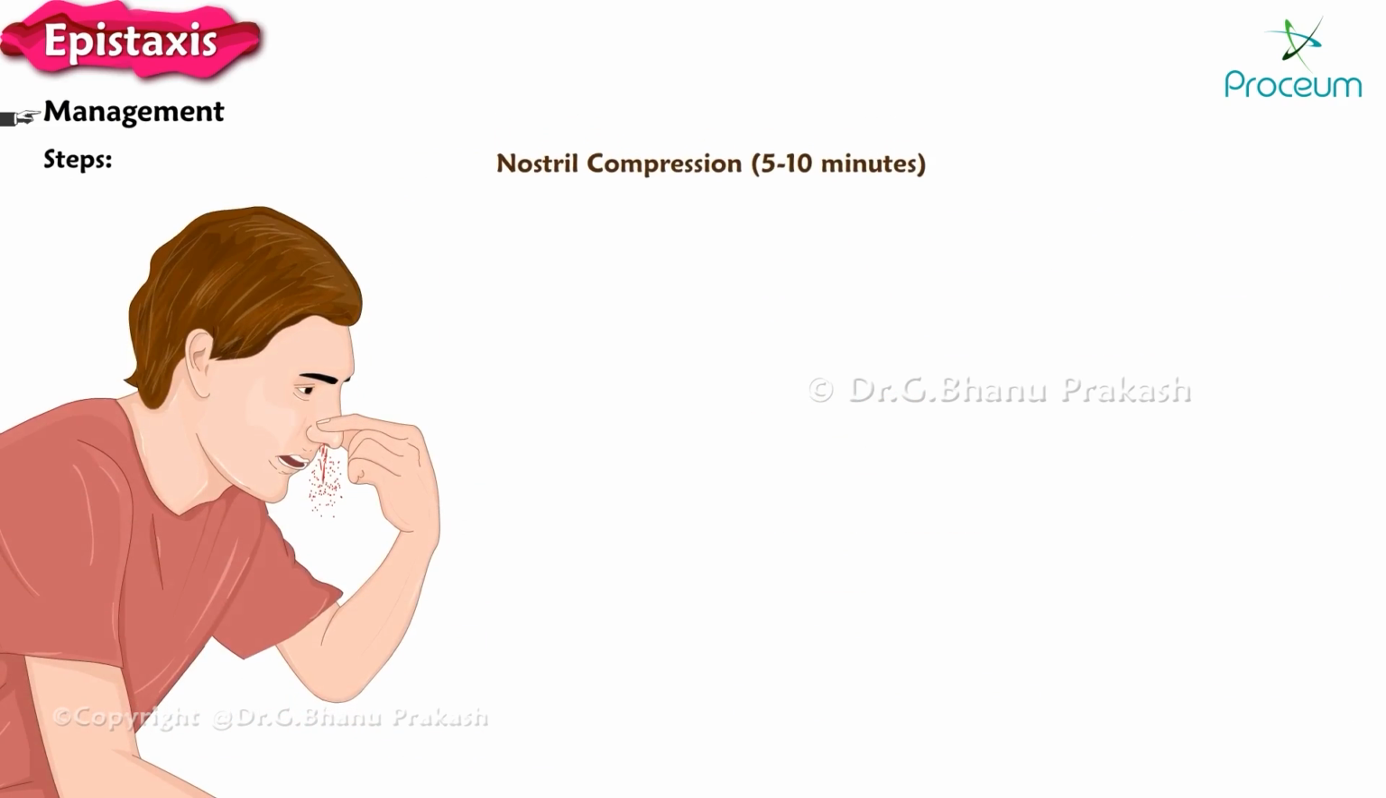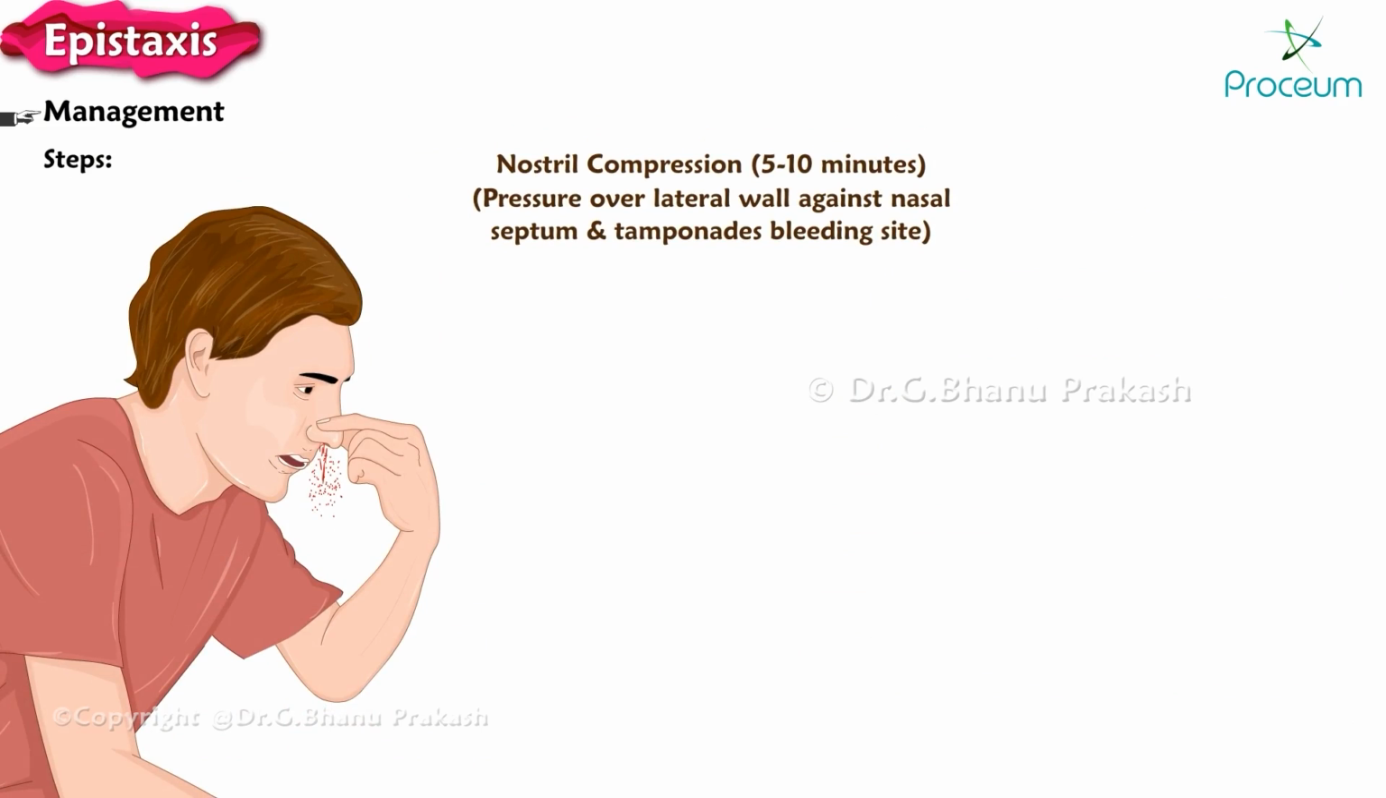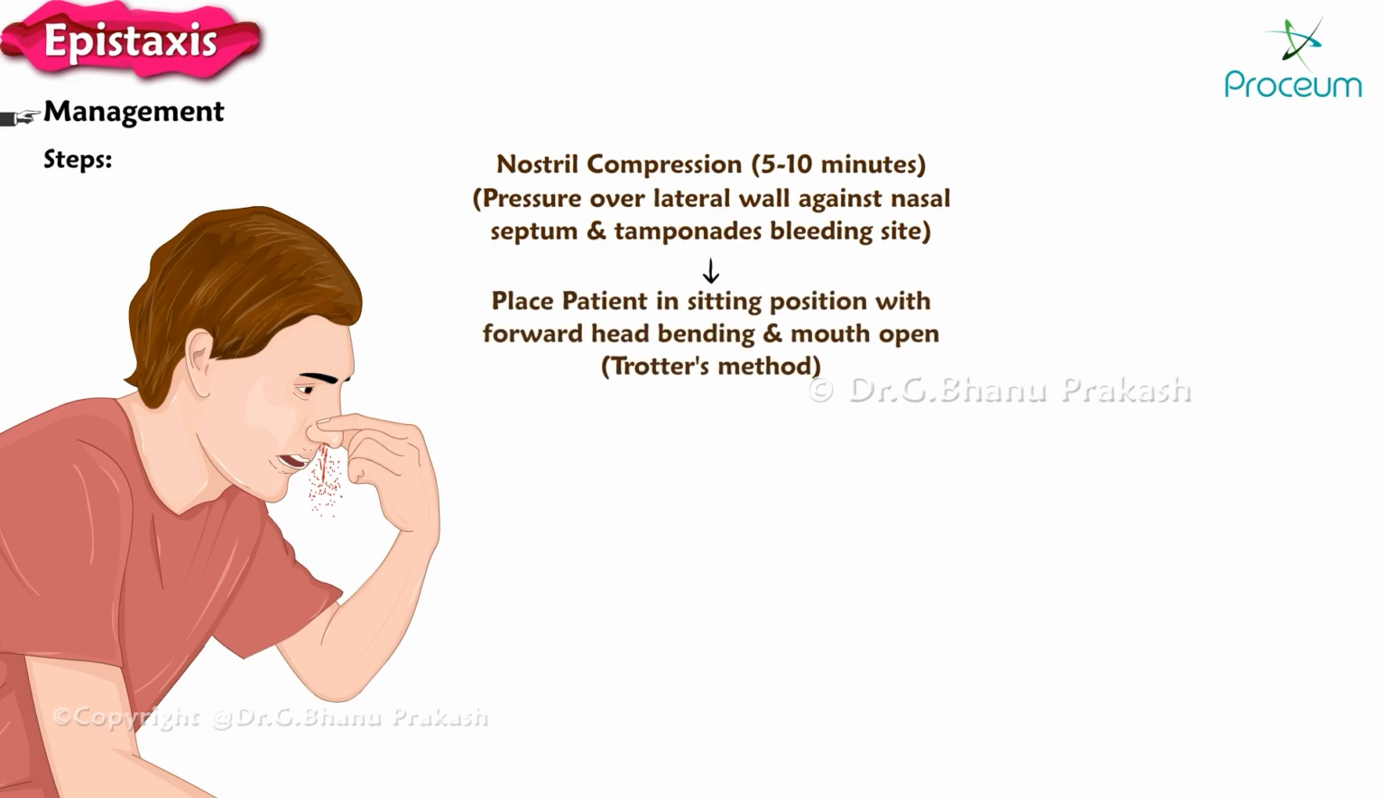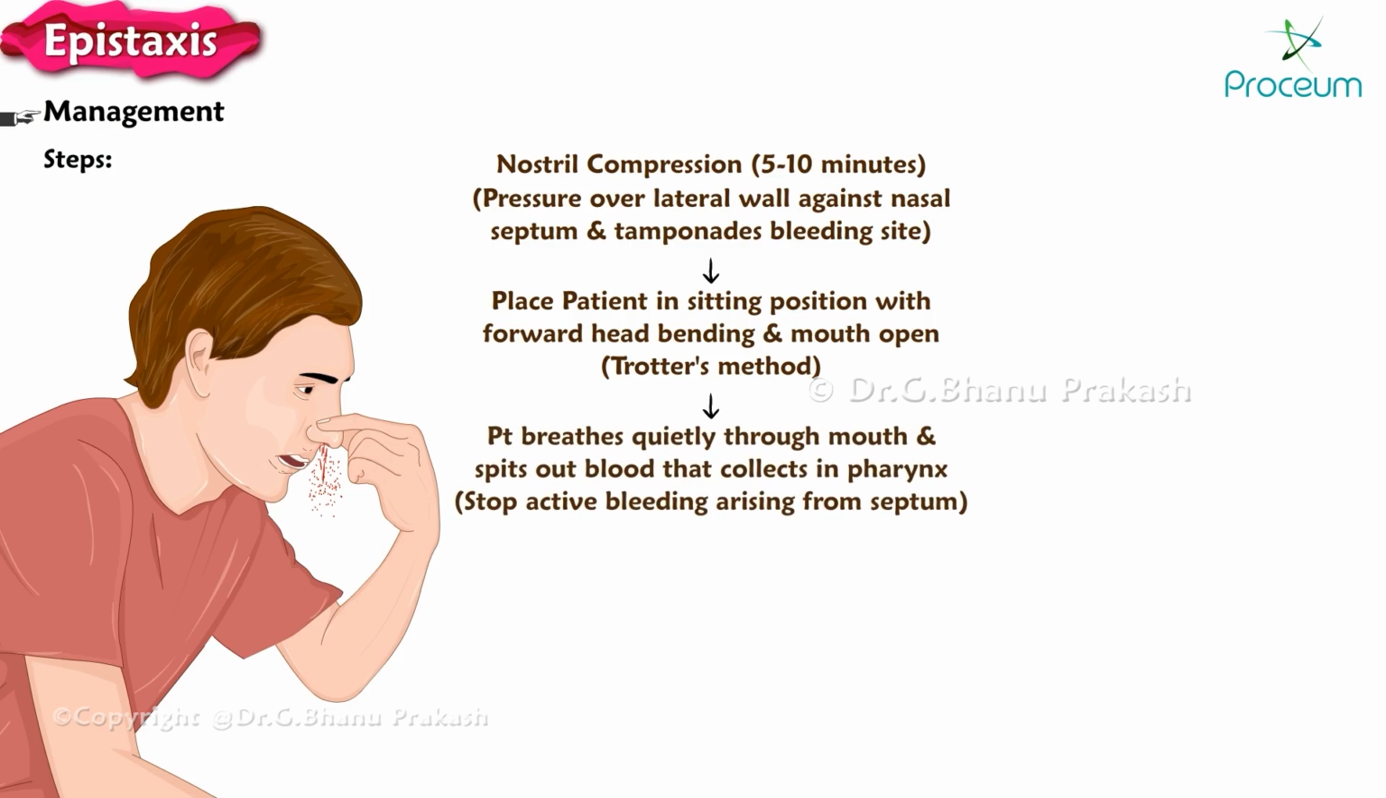Steps. Compression of the nostrils for 5 to 10 minutes. Pinching of the nostrils applies pressure over the lateral wall against the nasal septum, thus tamponades the bleeding site. Patient may be put in the sitting position, with the head bending forwards with mouth open. Trotter's method. He breathes quietly through the mouth and spits out the blood that collects in the pharynx. This will usually stop the active bleeding arising from the septum.